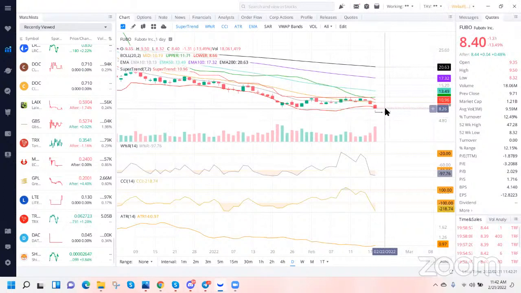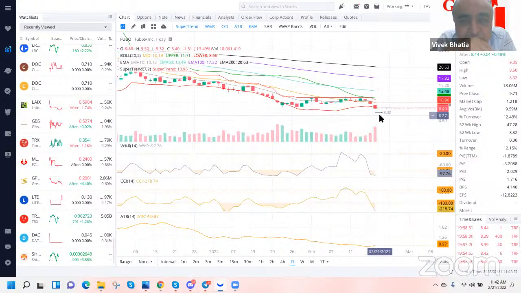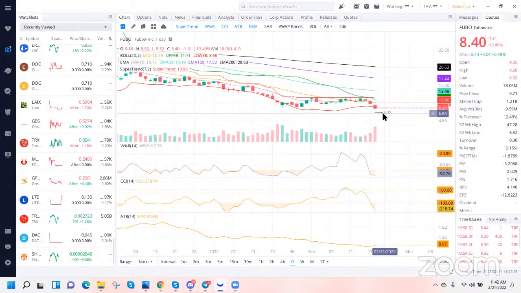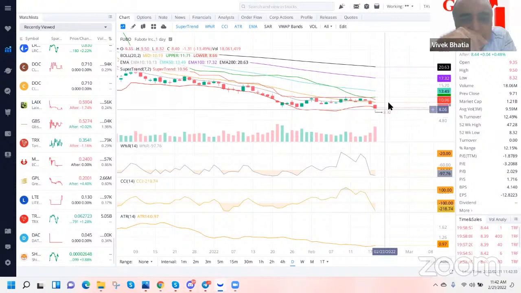Right. So in the next session, we can expect it to go further. And if the market reverses, as we are discussing, on Wednesday, Thursday, or Friday, then it could pull back, but that will only be a temporary bounce back, a very short-term trading activity if you look at FUBO.